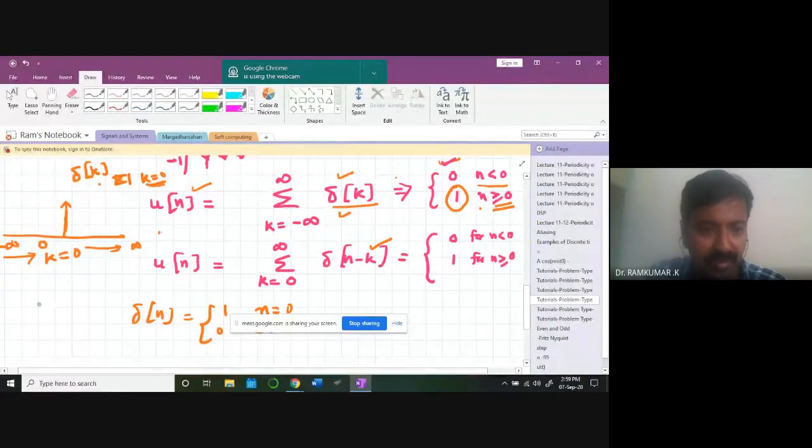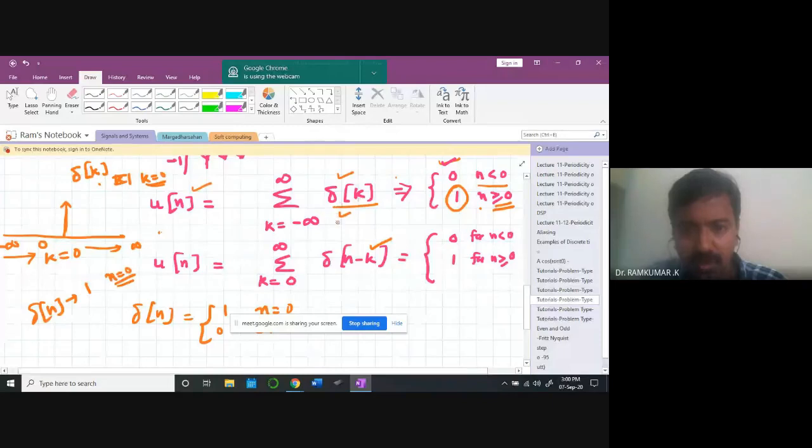It's more like delta n. Delta n is equal to 1 when n is equal to 0. Otherwise, it will be 0 only. So now what happens? I put k equal to 1, so delta 1, then delta 2, like that, I'll be adding delta k, delta 3. So all these values will be equal to 1. That's how I am defining it. So this u of n is going to be equal to the summation of delta n minus k.